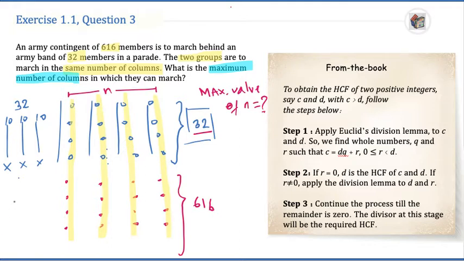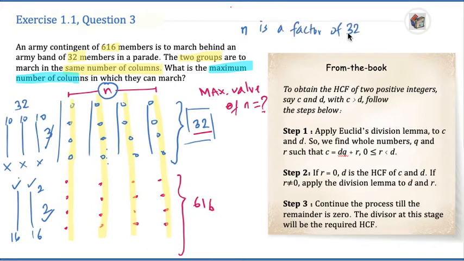What if I have just 2 columns? If I take 2 columns, then I can keep them like this. I'll have 16 members in column 1 and 16 in column 2. So 2 columns are possible. Why? Because 2 is a factor of 32. Just as 3 was not possible because it was not a factor of 32, 2 is possible because it is a factor of 32. That means the number of columns that you have, which is your n here, is a factor of 32. Let me just write that statement down. N is a factor of 32.